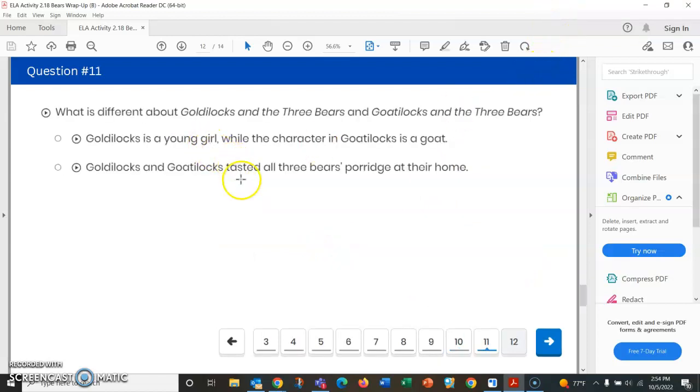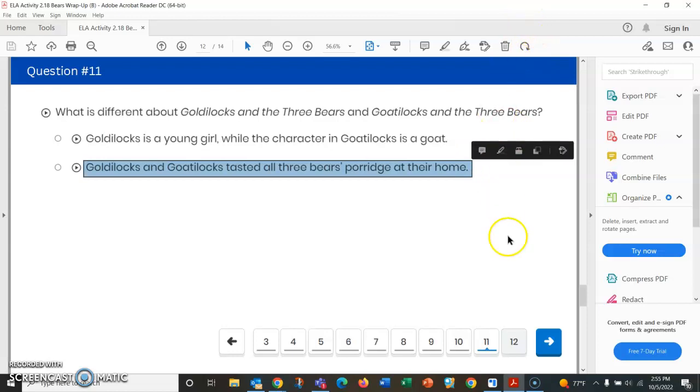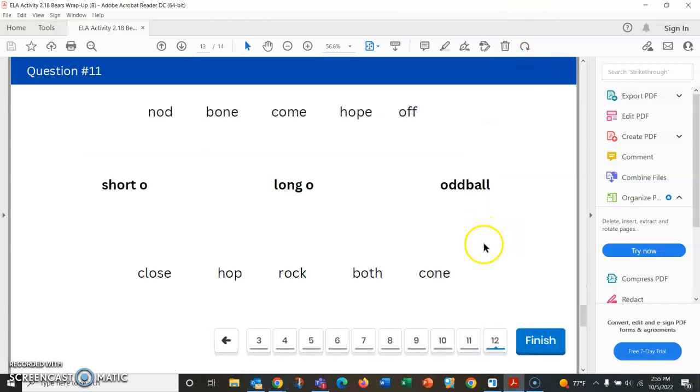And then question number 11, what's different? Now that's really, really important. It says what's different about Goldilocks and the Three Bears. Okay. And so what's different about it is that Goldilocks is a young girl and Goldilocks is a goat. Okay, so that's what's different. The one below that is how they're the same. They both eat the porridge at the house. That's how they're the same, but it said, how are they different? Goldilocks is a girl, Goldilocks is a goat, and that was another one of our picture books.